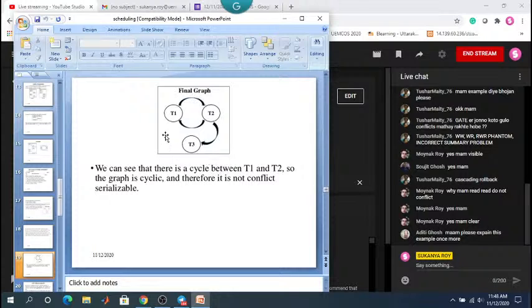T1 and T2, so the graph is cyclic. As this graph is cyclic, we can say that it is not conflict serializable. As we can form a cycle, we can say that it is not conflict serializable.